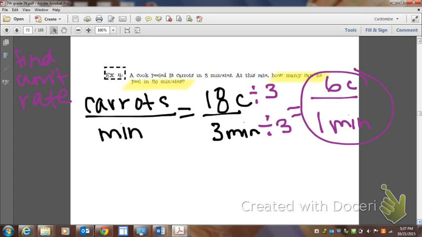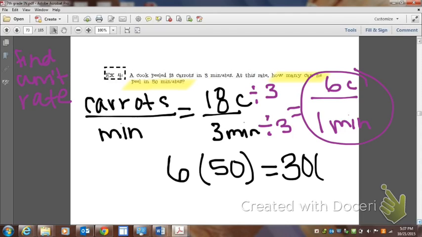So now I'm going to take my unit rate and multiply it by 50 minutes. So I'm going to take 6 and multiply it by 50, which equals 300 carrots. So that's how many carrots he can peel in 50 minutes.